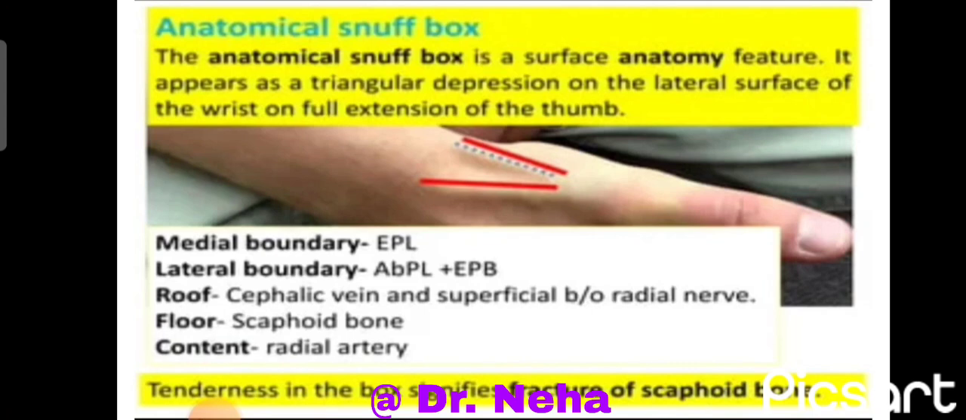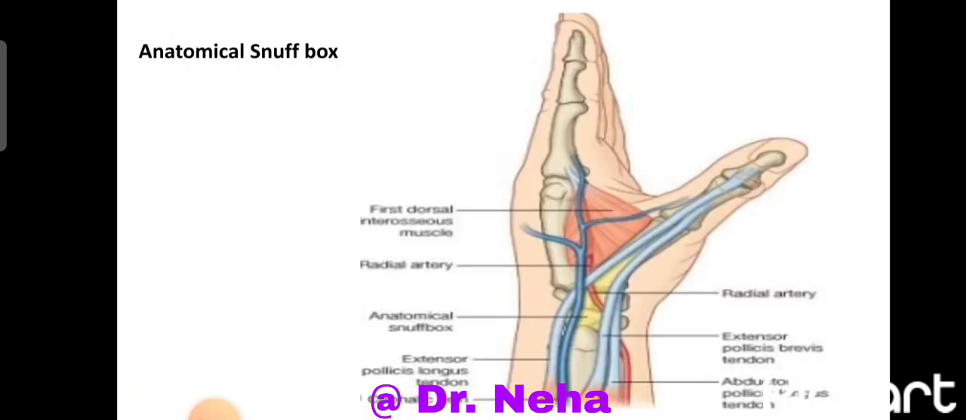Then we have the anatomical snuff box. It is nothing but a triangular depression on the lateral aspect of the wrist. It is observed during full extension of the thumb. The medial boundary of this is the extensor pollicis longus, and the lateral boundary, it is bounded by the abductor pollicis longus and extensor pollicis brevis. The roof of this snuff box is by the cephalic vein and the superficial branch of the radial nerve. The floor is formed by the scaphoid bone, as we can see in the diagram, and the content of this box is the radial artery.